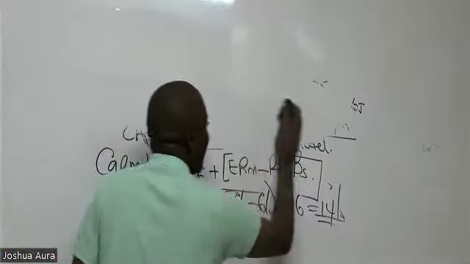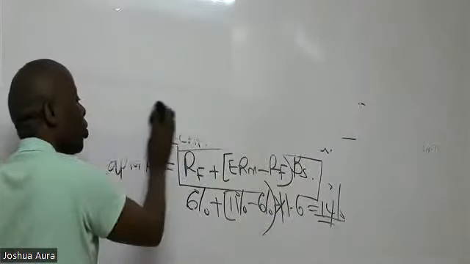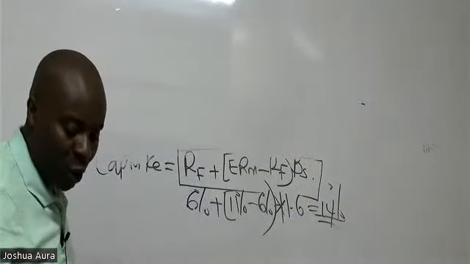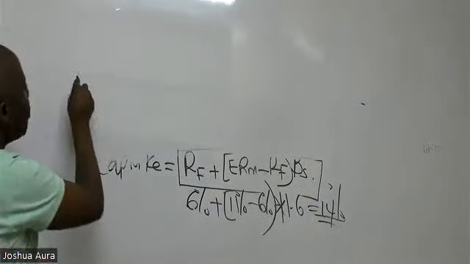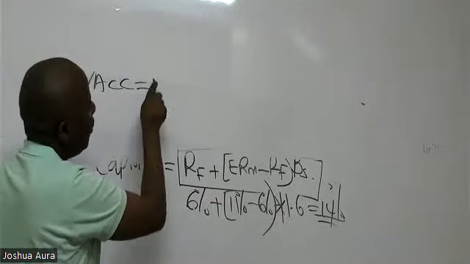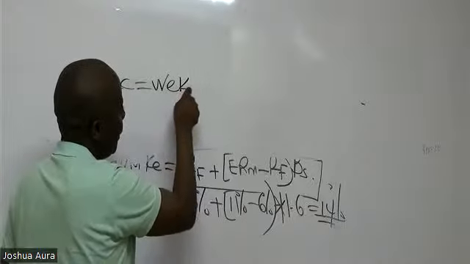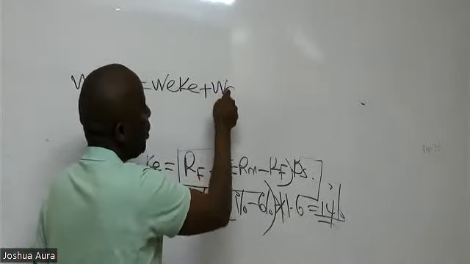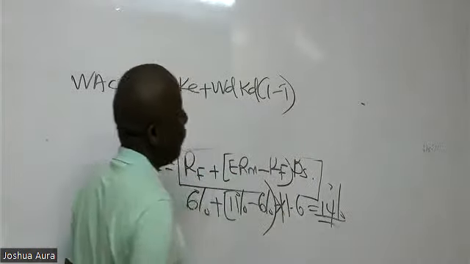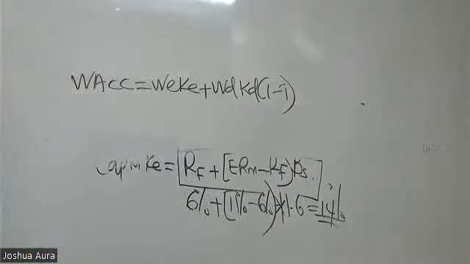Ladies and gentlemen, please come here. It's not lost on us what you're supposed to do in this question. What you're supposed to do is to get the famous WACC. So WACC, in this case, is weight of equity times cost of equity, plus weight of debt times cost of debt. But now this has to be adjusted for taxation.